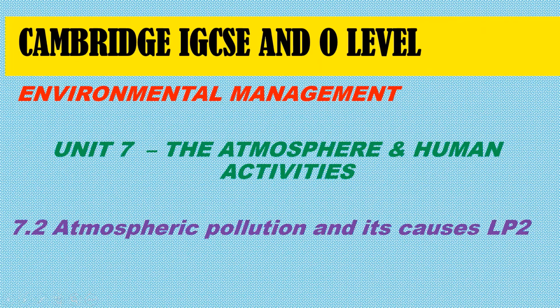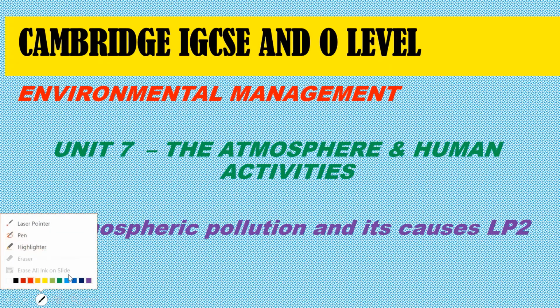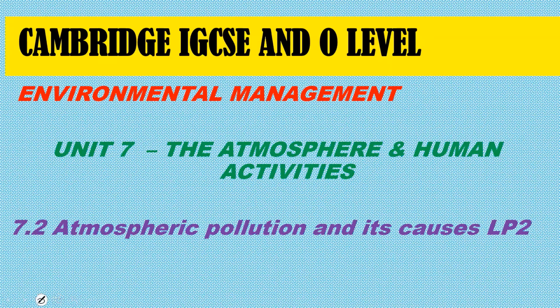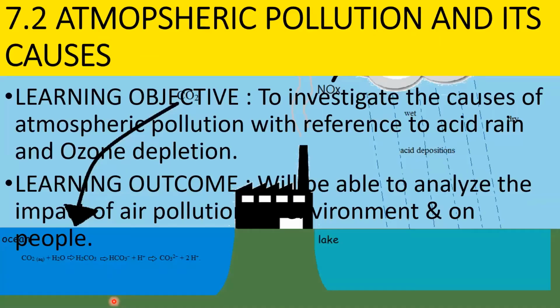This lesson is designed for the Cambridge IGCSE and O-level curriculum, subject Environmental Management, Unit 7, the atmosphere and human activities. The subtitle: Atmospheric Pollution and its Causes. Learning objective: to investigate the causes of atmospheric pollution with reference to acid rain and ozone depletion. Learning outcome: be able to analyze the impact of air pollution on the environment and on people.